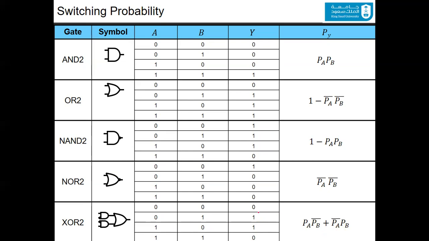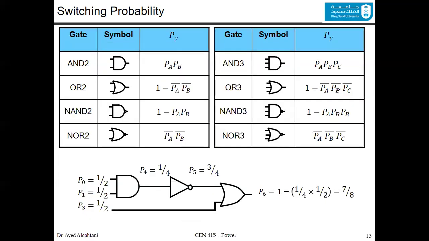Now we got these results for 2-input circuits, some examples of 2-input primitive gates. Let's try to extend this to 3 inputs to understand that we can actually extend it to more inputs. So for AND, OR, NAND and NOR, we just got this in the previous slide. To extend it to 3 inputs, you can see that we are actually multiplying by the probability of C.